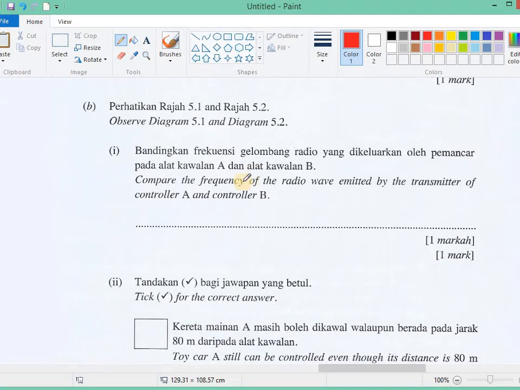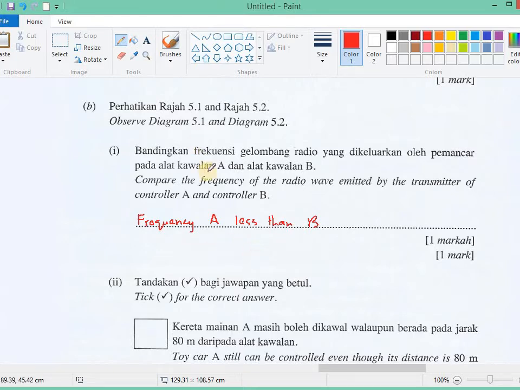Next B. Observe 5.1 and 5.2. Compare the frequency of radio wave emitted by transmitter of controller A and controller B. So frequency A less than B. Frequency of radio wave emitted by transmitter of controller A less than B. So you can answer like this.